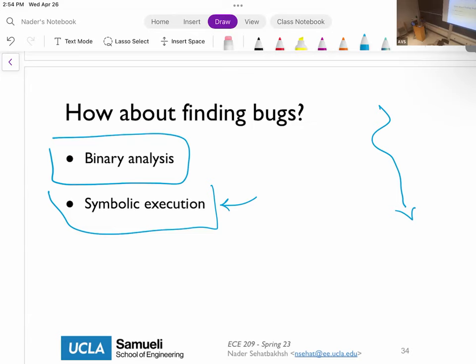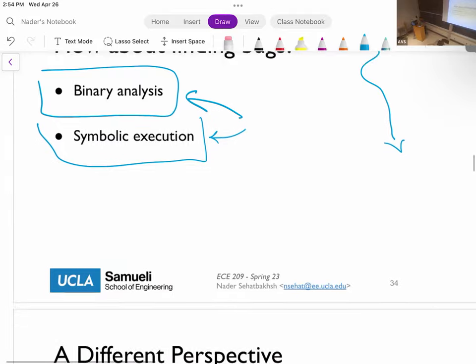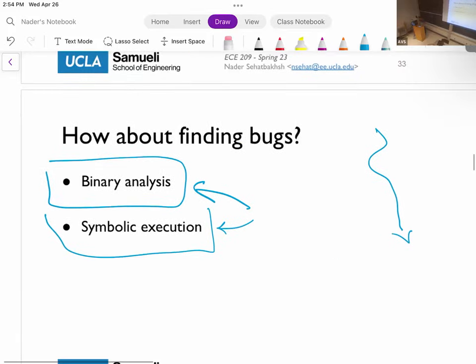I'm not going to go through these. Again, this is a very nice topic for a software security class. So if you're interested, definitely go and take a look at them as well. All right. So that's it with memory security.